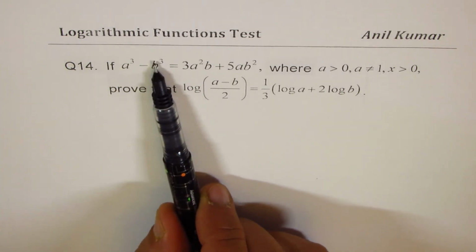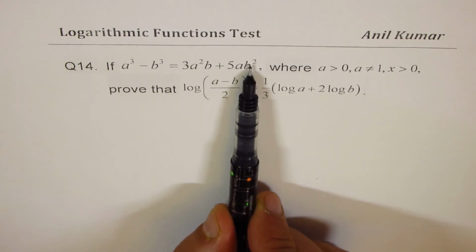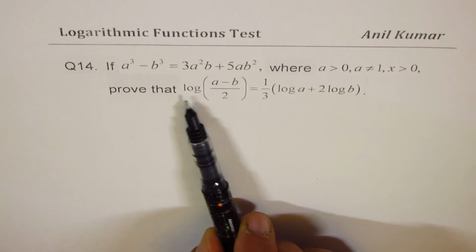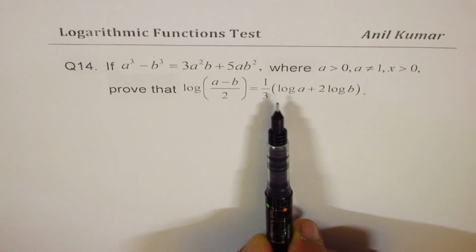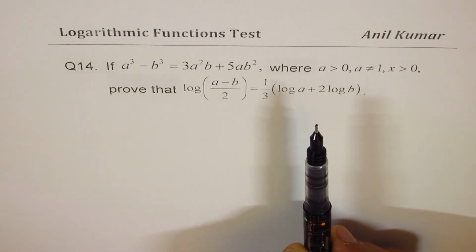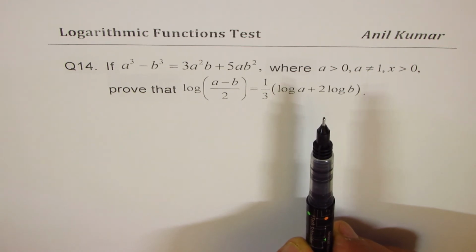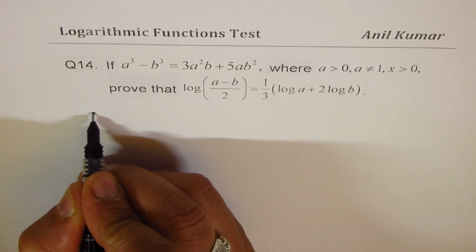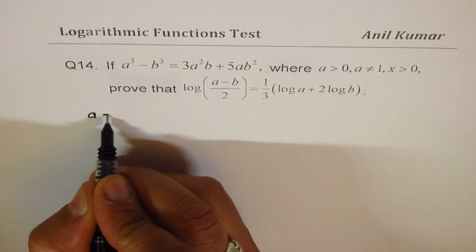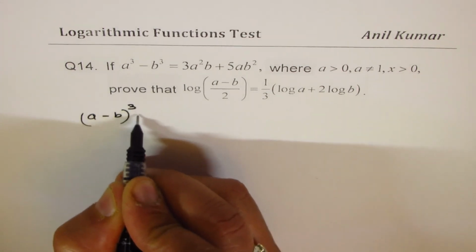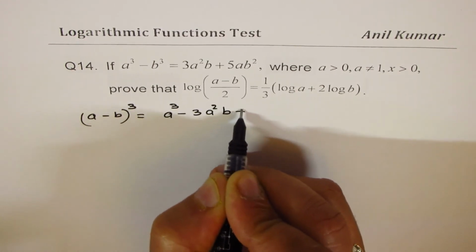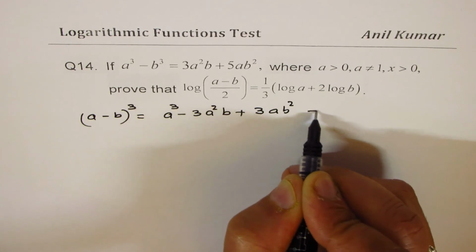If a cube minus b cube is 3a square b plus 5ab square, where a is greater than 0, not equal to 1, x greater than 0, prove that log of a minus b over 2 is 1/3 of log a plus 2 log b. So we will now prove this particular thing. Now as I said, we'll begin with the known fact, which is, what is a minus b whole cube equal to? That's a formula, right? So we could use this as a cube minus 3a square b plus 3ab square minus b cube, correct?